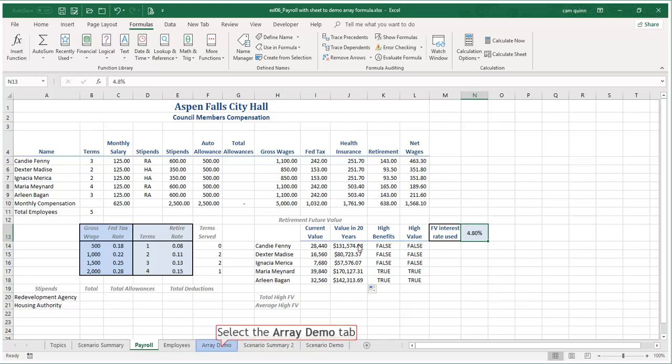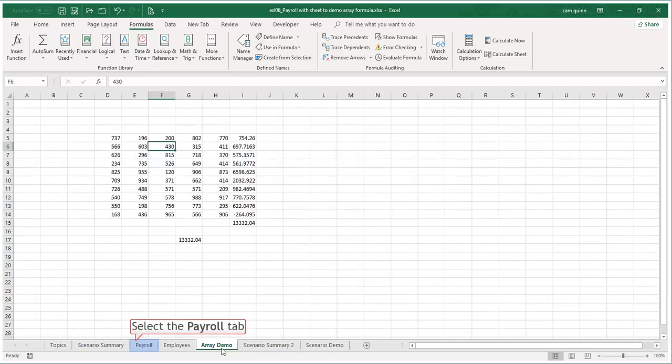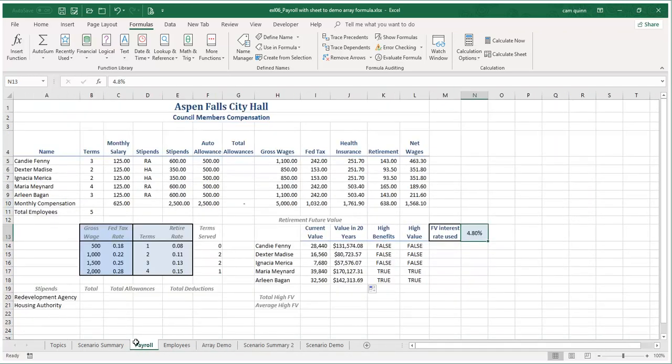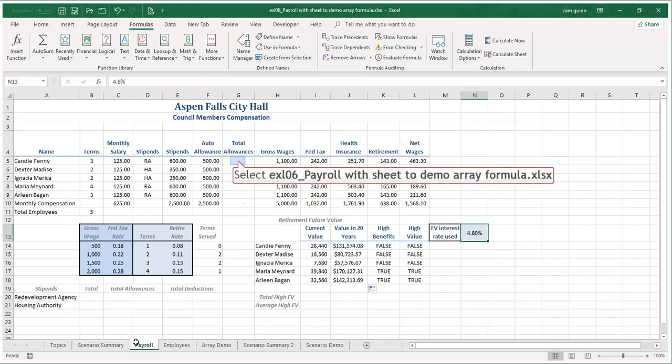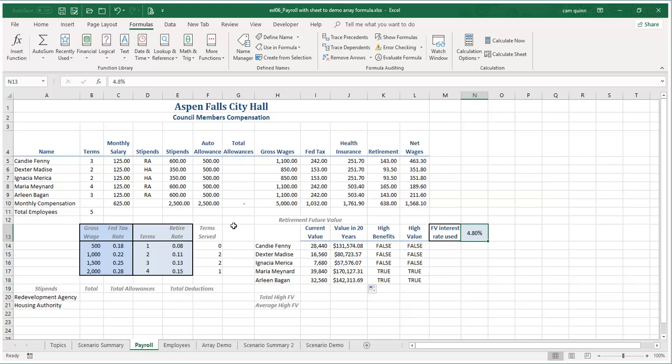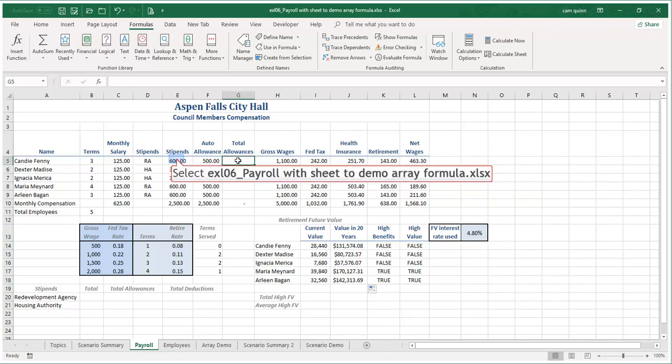Array formulas are functions that allow you to add. Okay, let's take a look here. I want the total allowances here. So my total allowances are going to be my stipends plus my auto allowances. So this plus this is going to give me this. And then I would simply take the fill handle and copy it down.